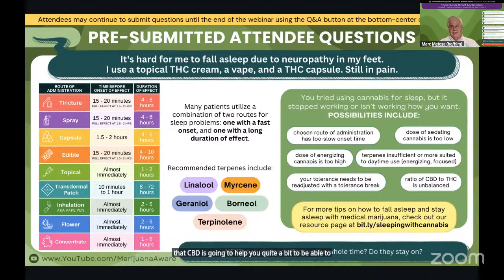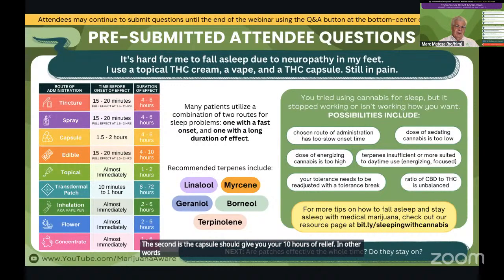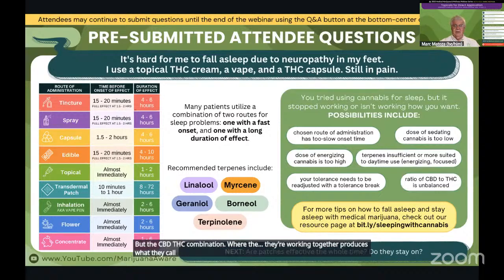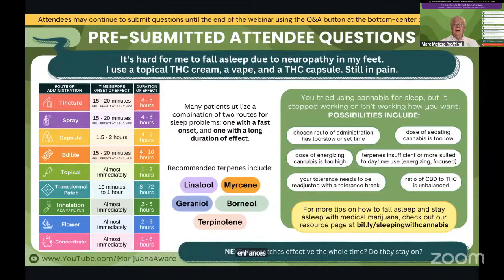The second is the capsule should give you your 10 hours of relief. In other words, capsules are absorbed in your stomach. But again, go back and check out the terpene profile as well as see if you can find a capsule that has CBD in it. If you're using THC capsules, I suggest you look at an RSO style capsule. I know that the RSO is much stronger. Be very careful with the dosing of RSO because of the strength of it. But the CBD THC combination, where they're working together, produces what they call the entourage effect. And that means that CBD and THC, a little bit of each of them working together, enhances the medical efficacy of both of the products.